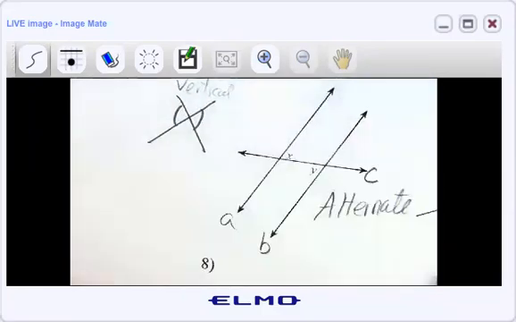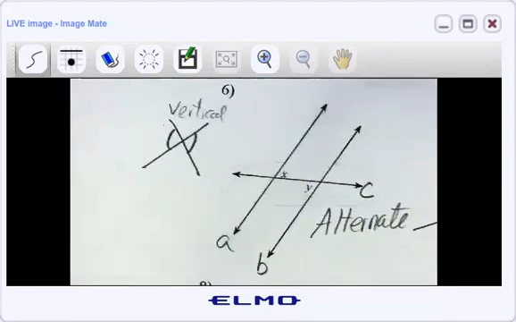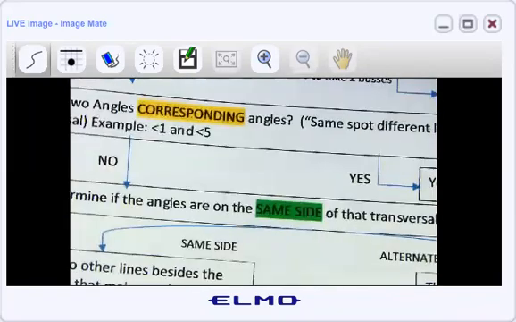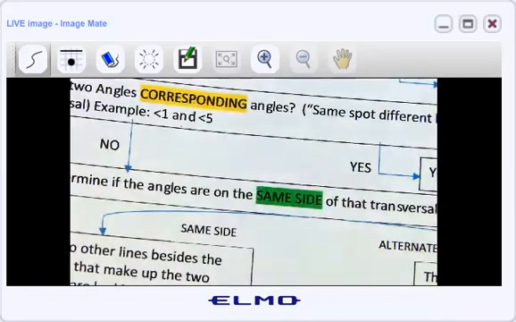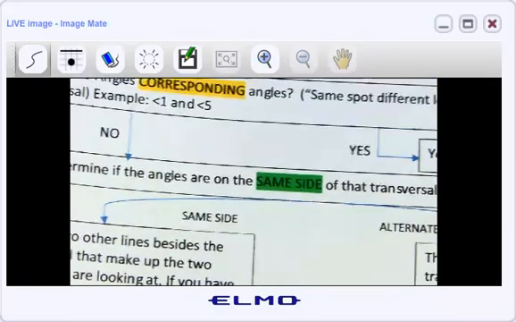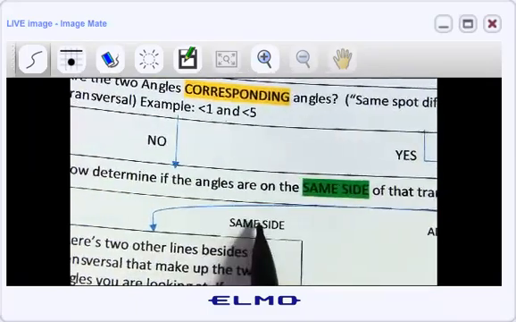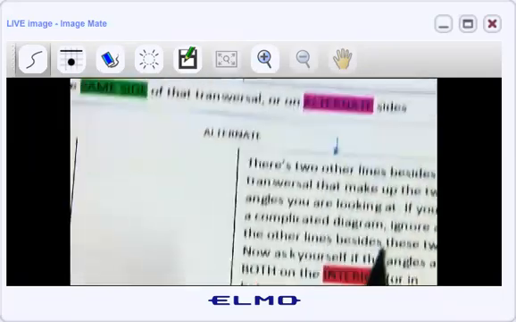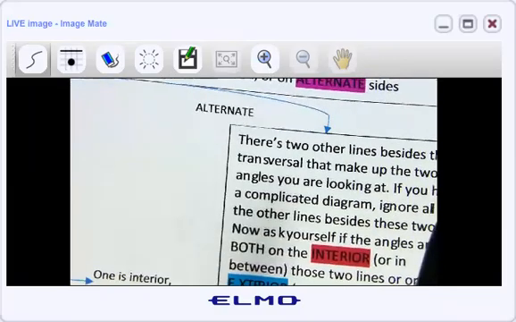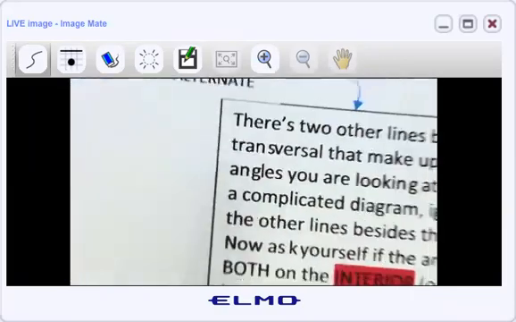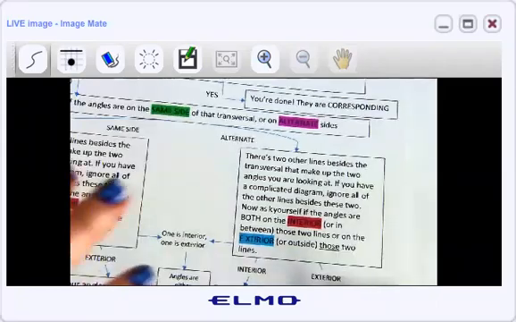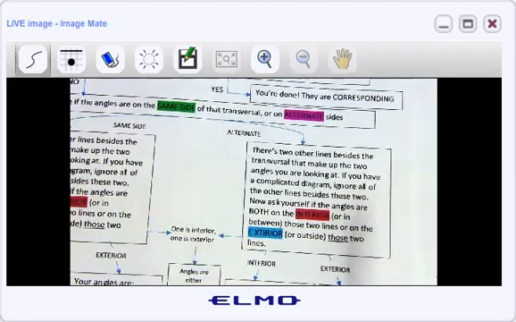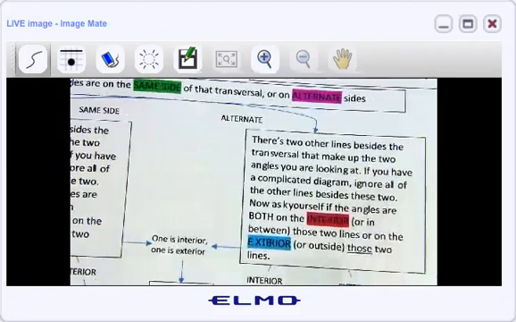Now I just have to figure out what the second word is. If you look at my flow chart, when you get to this question, it's going to ask you same side or alternate. We figured out it's alternate, so I'm going to follow this box over here. I'm just going to read this to you, in case you don't happen to have it in front of you. And then we'll see how this works.